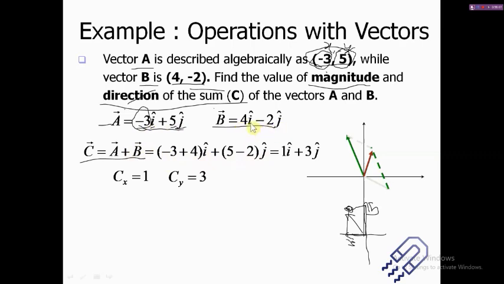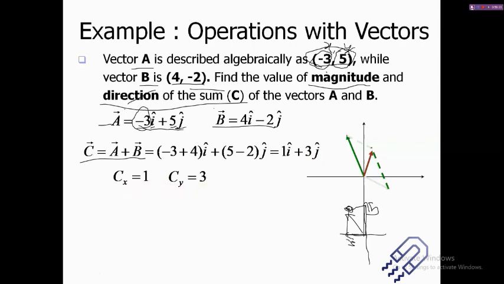I can be taken common. If you take I common, this is minus 3 plus 4, and if you take J common, this is plus 5 minus 2. So what is the answer? I plus 3J, right? So that means along the x-axis, the Cx value is 1, and along the y-axis, the Cy value is 3. So the magnitudes are 1 and 3 along the x and y-axis.